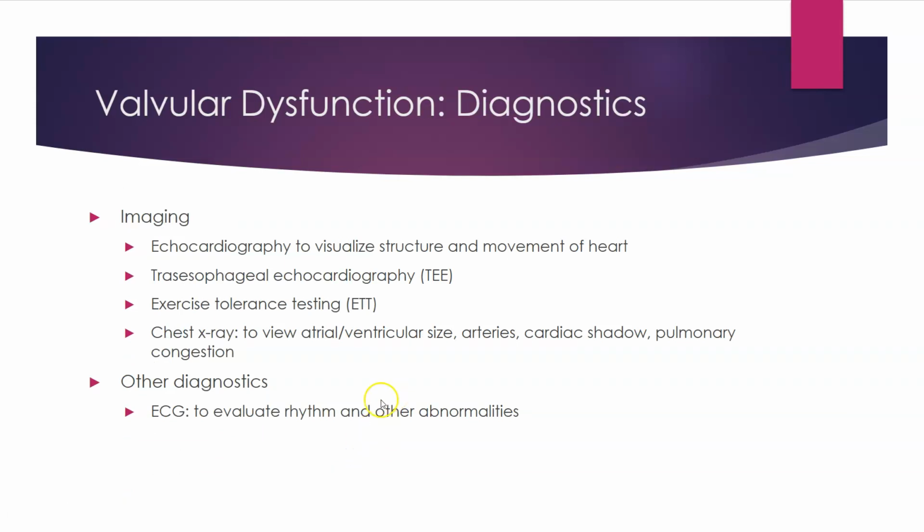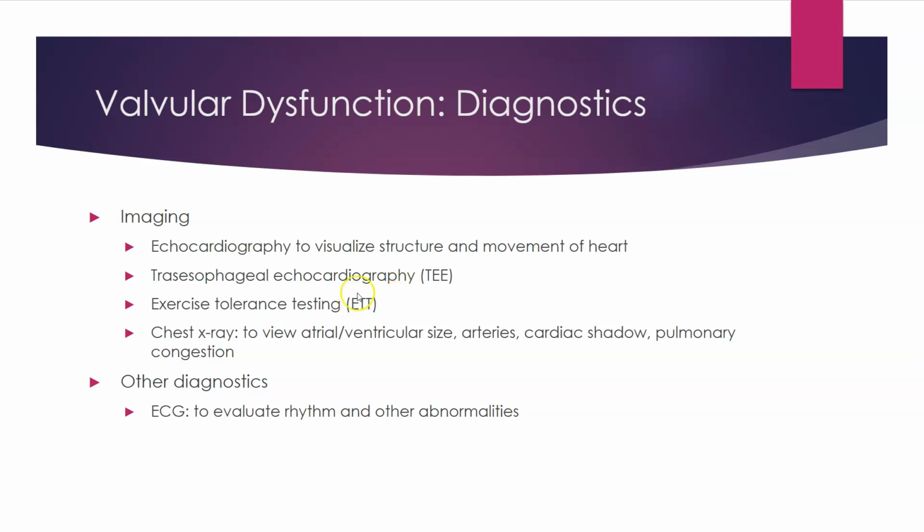So what kind of diagnostics can we do? Well, we can do imaging. We can do an echocardiogram, which is an ultrasound of the chest. We can do a transesophageal echocardiogram, so we're doing this down the esophagus, and that gets us a little bit closer. We don't have to worry about the bones or the ribs being in the way, and we can get a little bit better pictures.